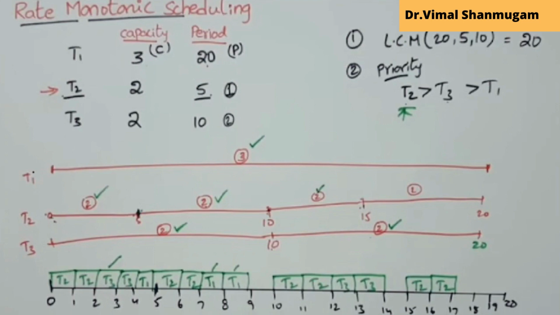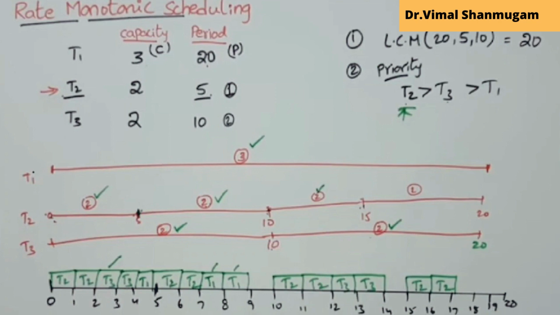Today's topic is rate monotonic scheduling. Here we have seen so many scheduling algorithms in operating systems. It is a very interesting scheduling, rate monotonic scheduling. It is based on the time period and capacity of each and every task or process, and it is going to perform the scheduling operations.